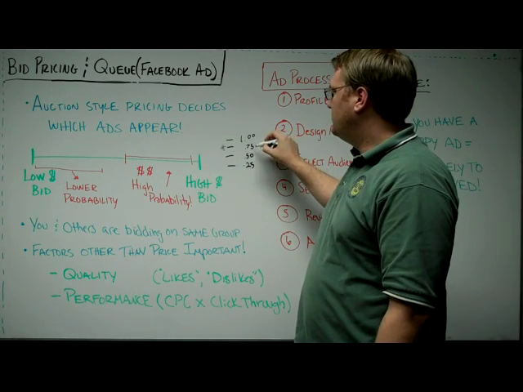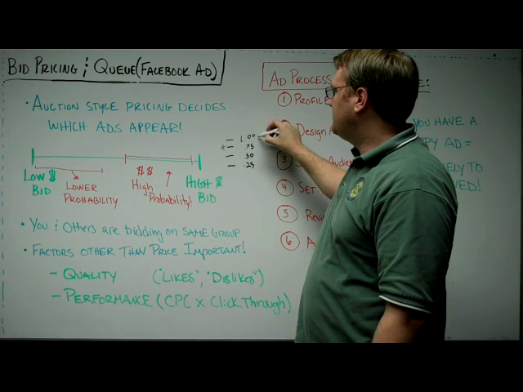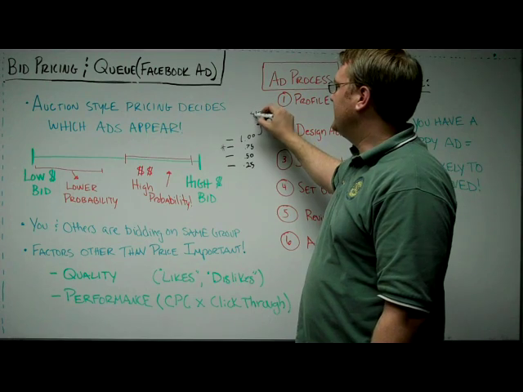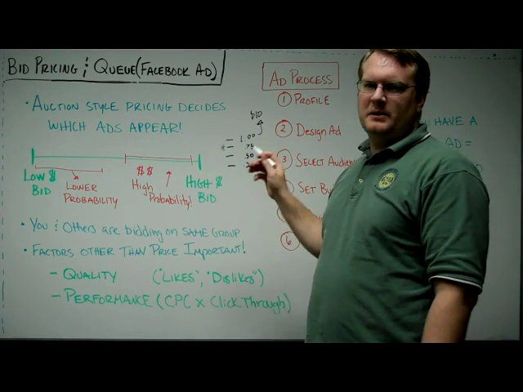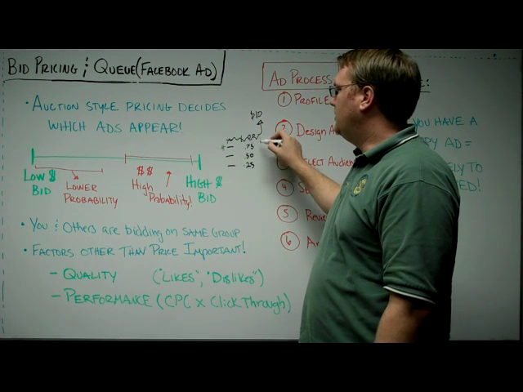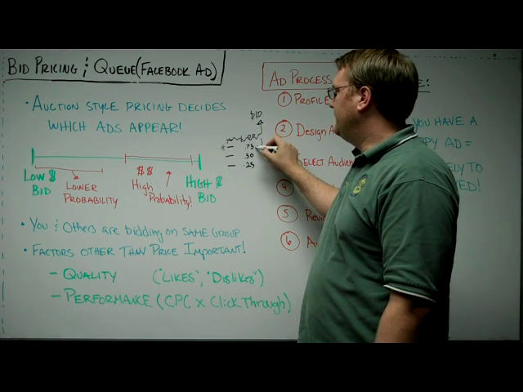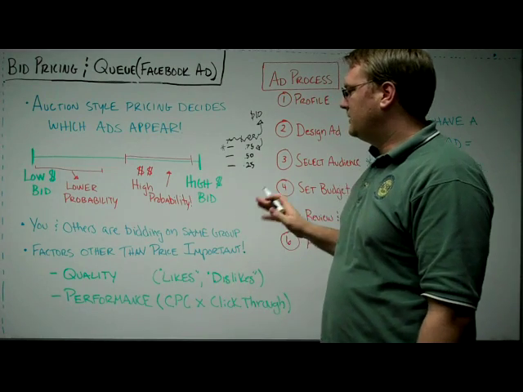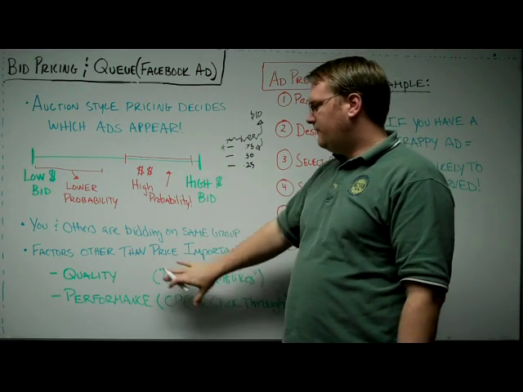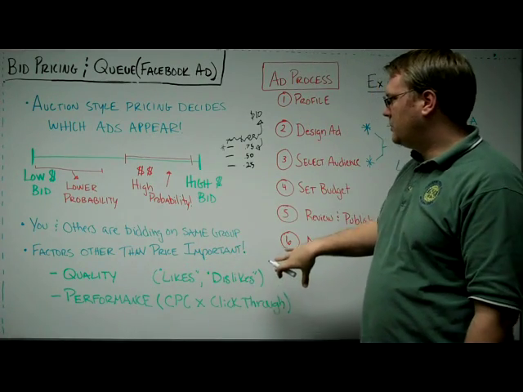What determines if you're shown or not is, maybe this person has only said, I'm going to spend $1 per click, but I'm only going to spend $10. So after that's been clicked on 10 different times, they get eliminated from the queue, and then it goes to the next one.